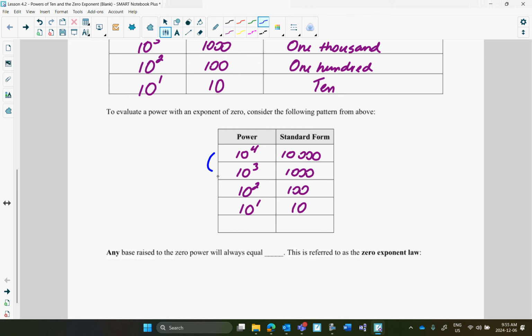What's happening in this column all the time? What am I doing? What's happening? Is the base changing? Is the exponent changing? If so, how's the exponent changing? The exponent is going down by 1. Right, so we're subtracting 1, minus 1, minus 1. So if we did the next one in the pattern, we get 10 to the what? 0.